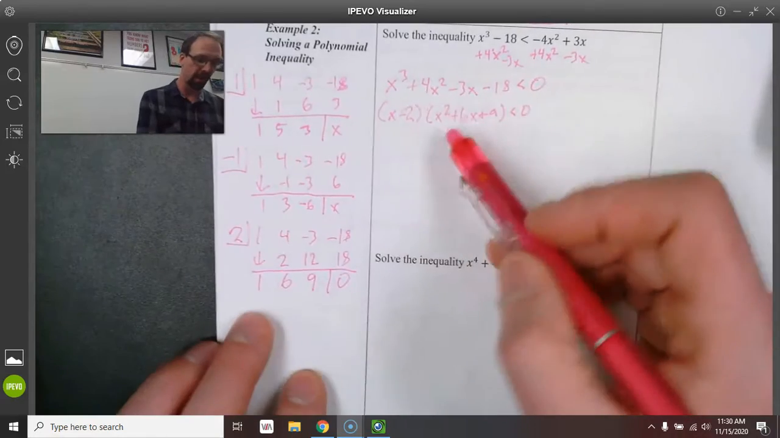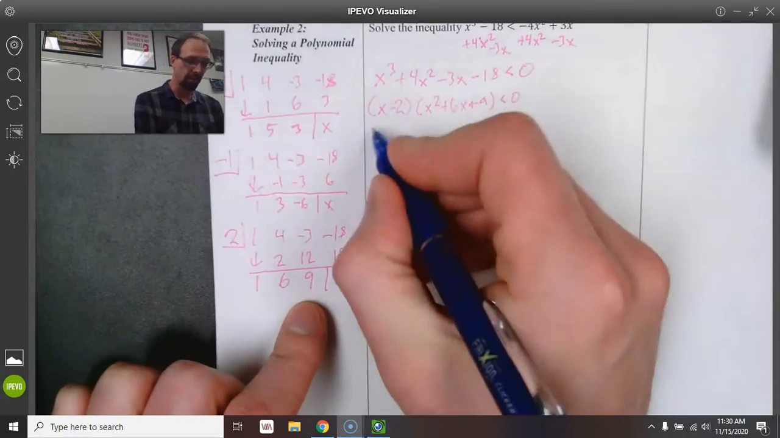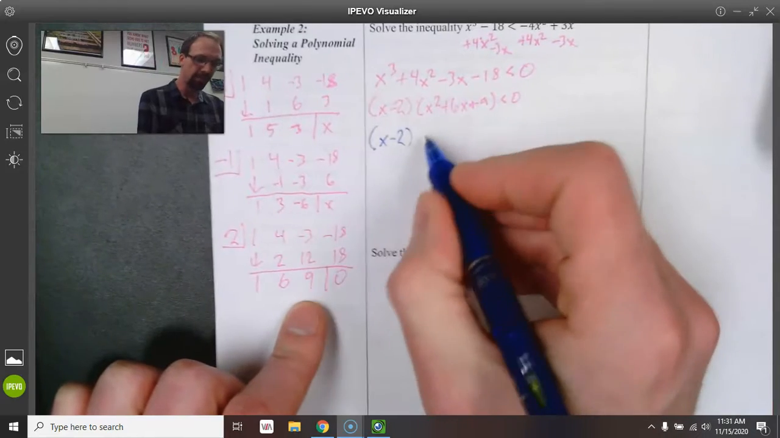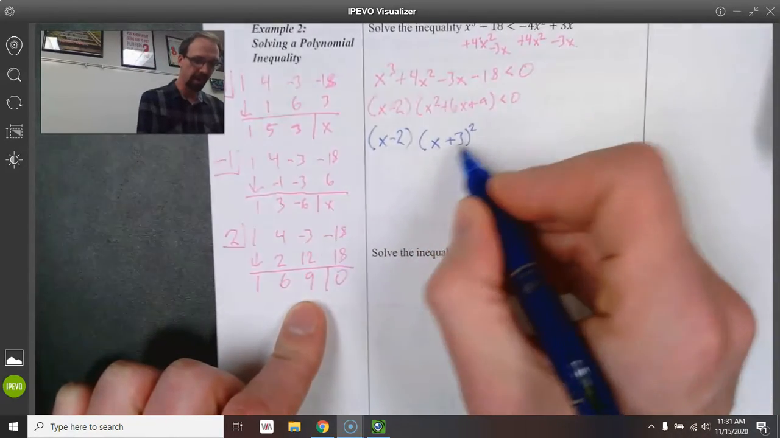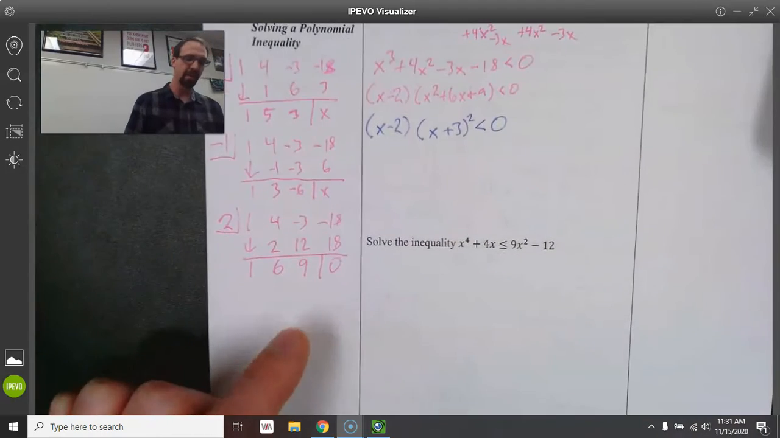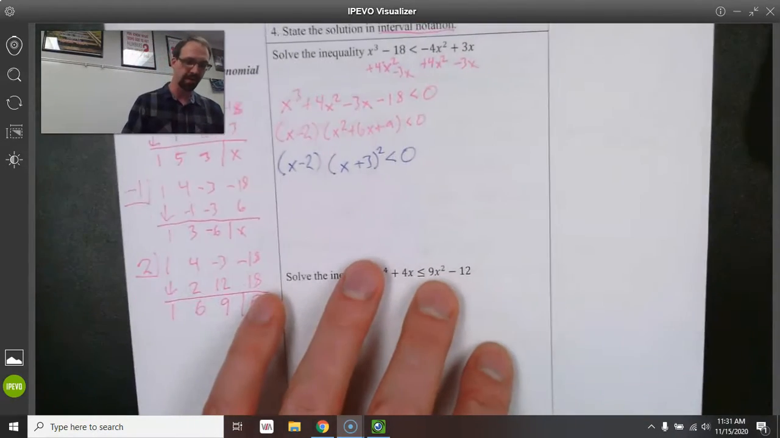Then I'm left with this quadratic, x squared plus 6x plus 9. So now moving forward, I know that x minus 2, and then for here, I'm going to have x plus 3. This is a perfect square, x plus 3 squared, and then is less than 0. So now that I have my solutions, I'm going to visualize this on a graph.